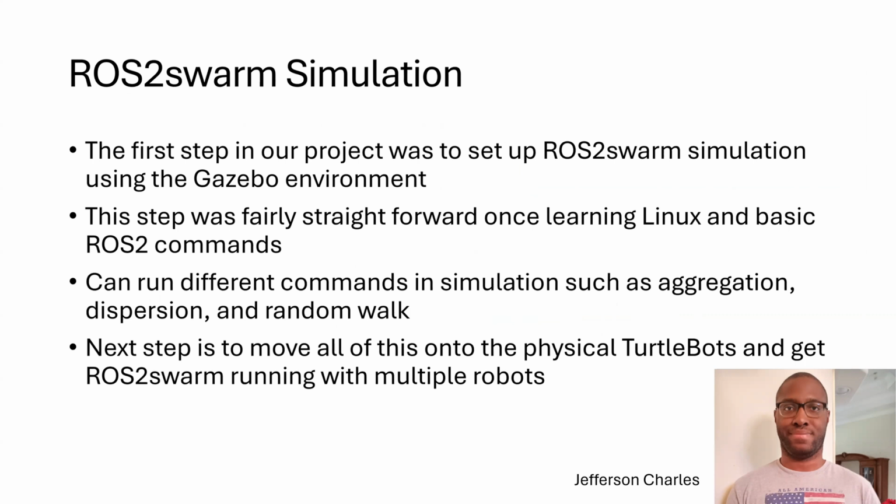So the first step in our project was to set up ROS2 Swarm, specifically version 1.2, on Ubuntu. And once we have the full installation of ROS2 Swarm, then we are able to run simulations of the Turtlebots on Gazebo. And once the simulation is running, we can have the Turtlebots performing commands such as aggregation when the Turtlebots come together, or we can have them perform dispersion when the robots disperse, or we can have the robots do random walking. And the next step is to have ROS2 Swarm running on the actual Turtlebots and get the actual Turtlebots to perform the different swarming behaviors.